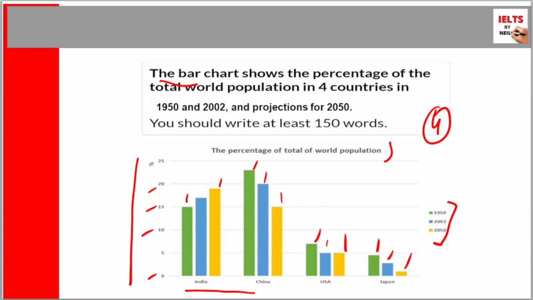Let's read the question again. It says, the bar chart shows the percentages of total world population in 4 countries in 1950 and 2002 and projections for 2050. You should write at least 150 words. This is the type of bar graph question you might get in the exam.